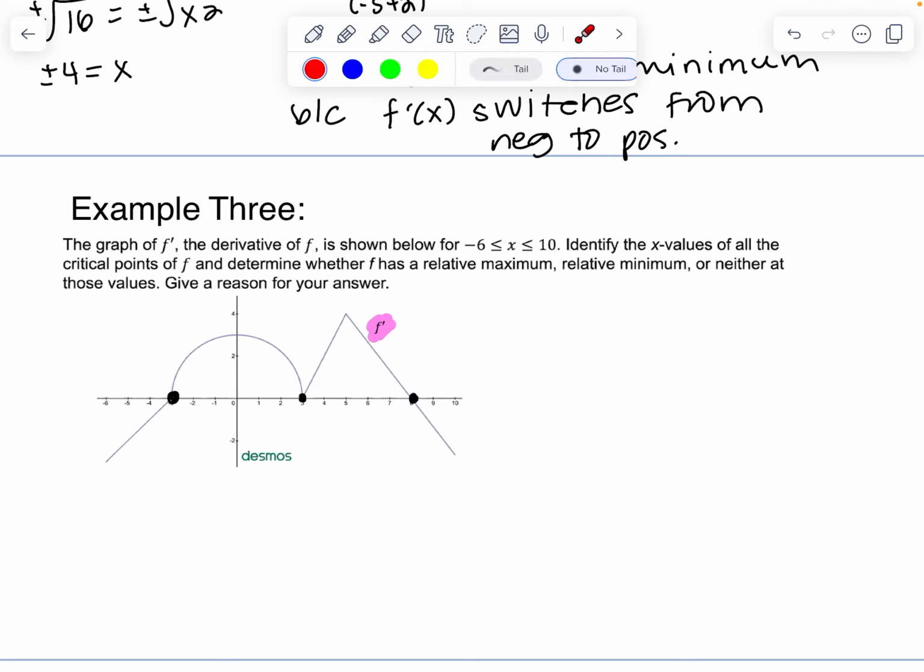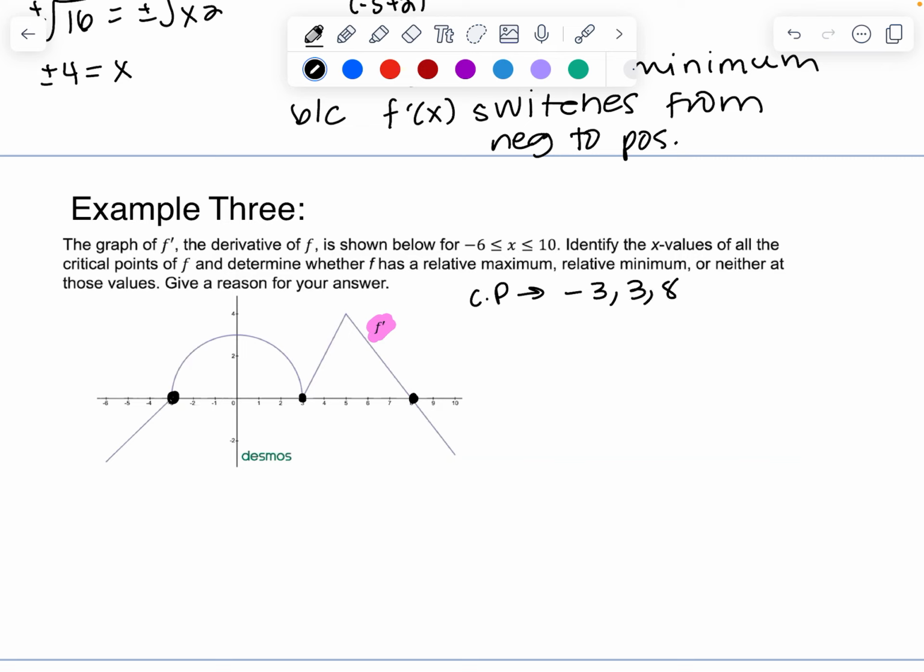Some of you guys might think that it doesn't exist at 5, but the sharp point, when you're identifying whether a derivative exists, the sharp point would be on the original function, not the derivative. Technically, this point right here means that the double derivative doesn't exist, but not that the derivative doesn't exist. If the derivative didn't exist, we would see a hole in the graph somewhere here. So our critical points are therefore negative 3, 3, and 8.